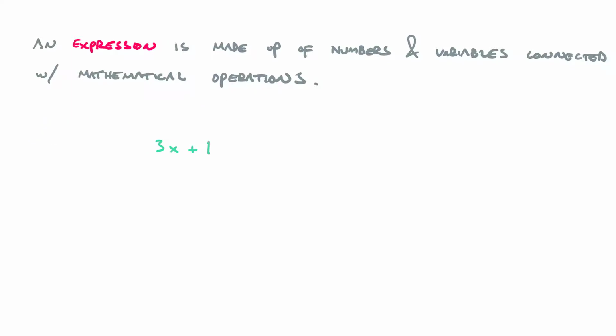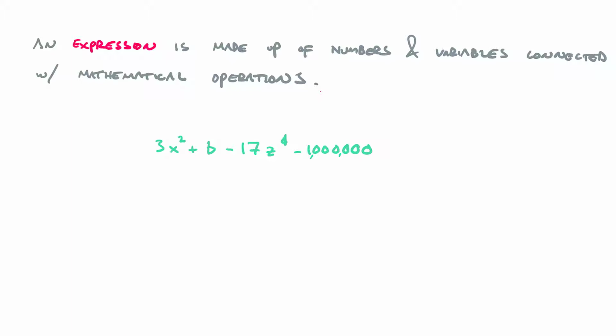It's got an addition sign in it. It's got 3 times x. It's got the number 1. So it's made up of numbers and variables connected with operations. 3x is connected with 1 via addition. 3x squared plus 1 is similarly an expression. This is also an expression.